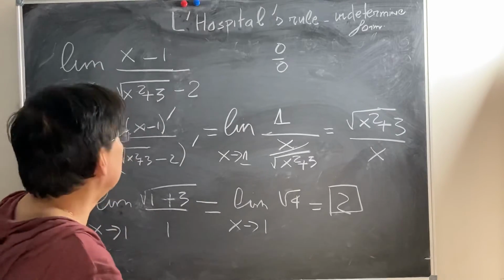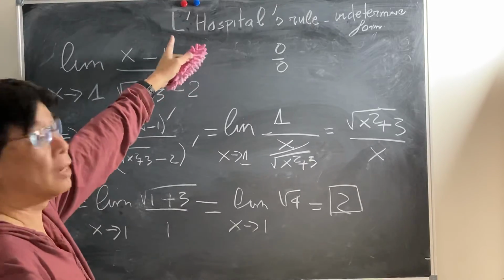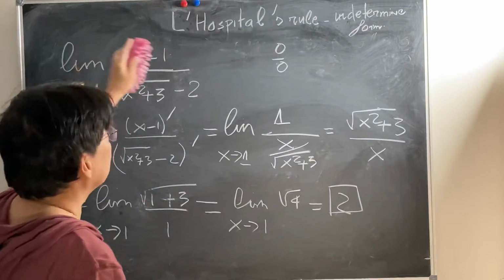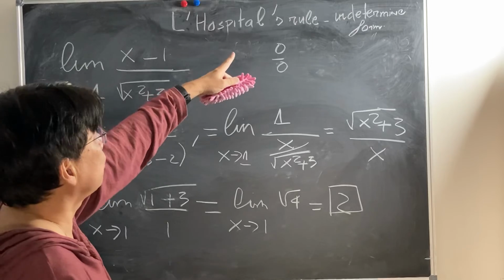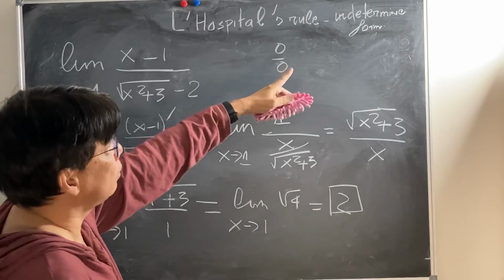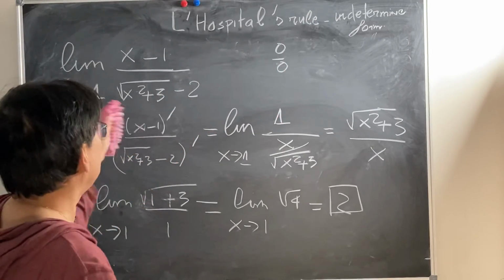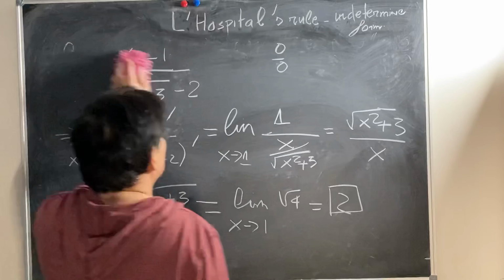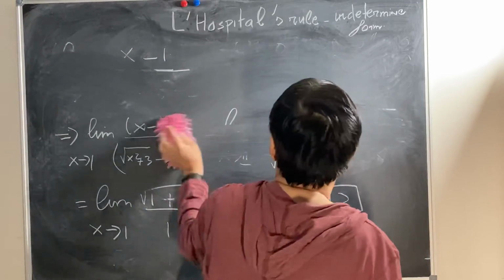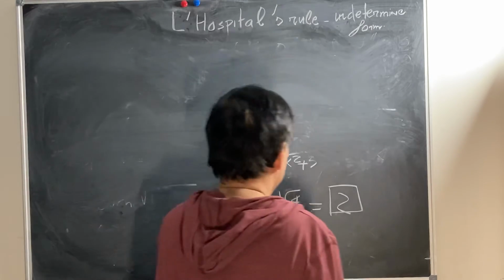Now you can take limits very easily, applying L'Hopital's rule for a quotient when you have an indeterminate form. I'll see you next time.